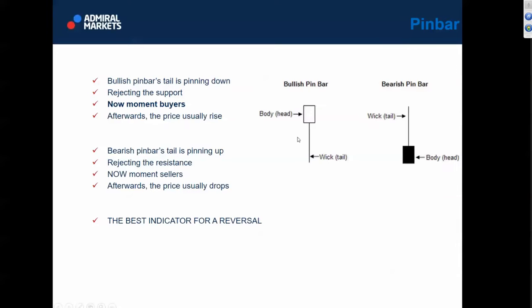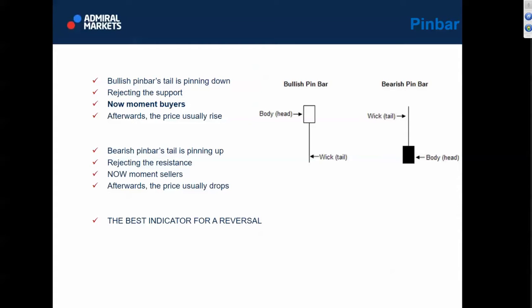So a bullish pin bar tail is pinning down, rejecting the support. A bearish pin bar is pinning up and rejecting the resistance. You know that, we already covered that, so I won't be sitting on this today. But it's important to know that these patterns are, in my opinion, the strongest, especially if you see T89, and T89 is based on these two patterns. So pay attention. Pin bar is a simple candlestick pattern, but if it's seen on higher time frames, it's very strong. Of course, it's strong on 1 minute also.